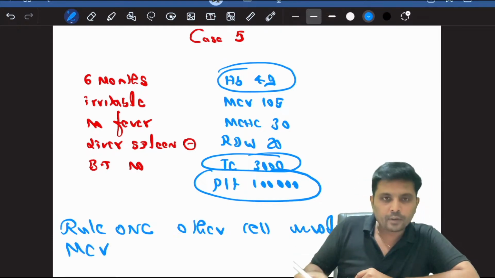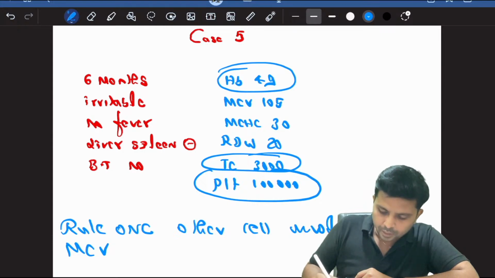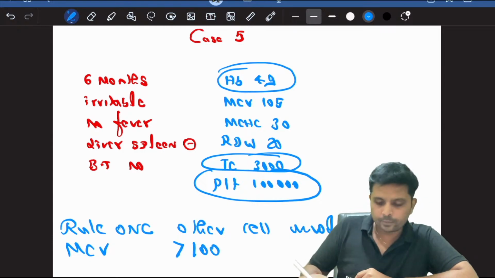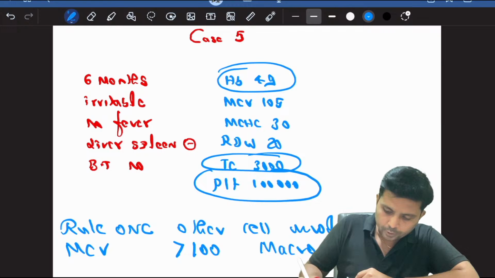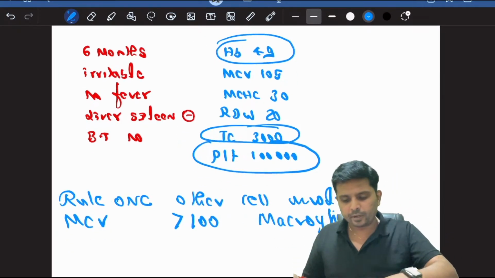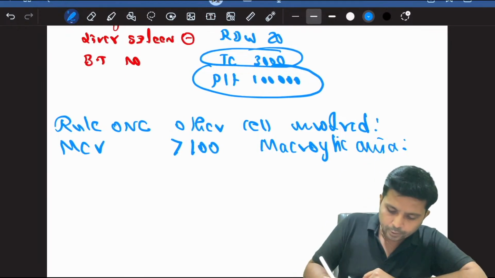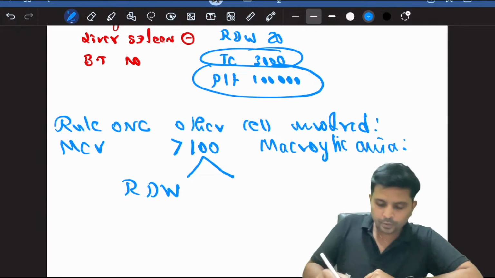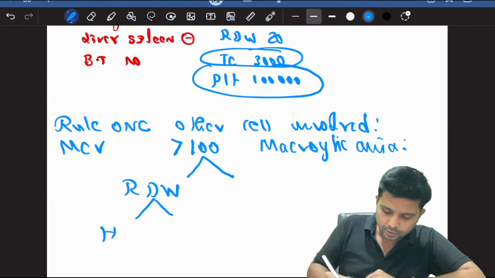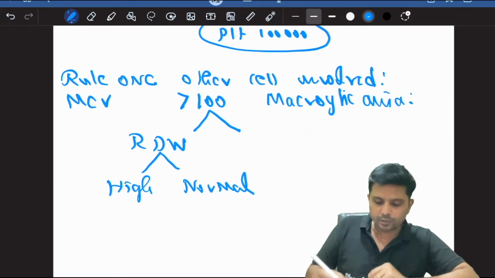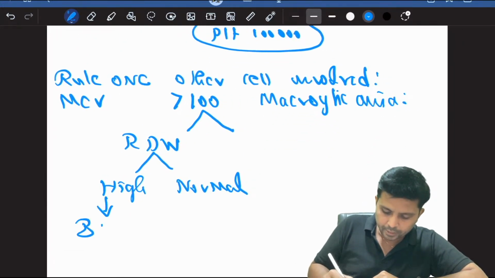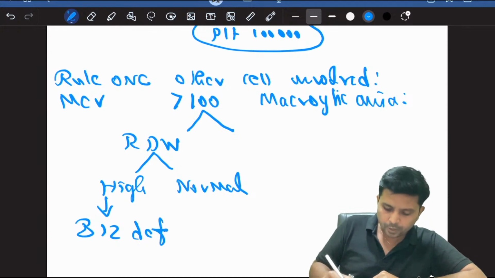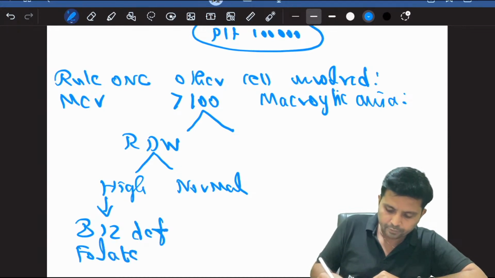What is rule 2? Look for MCV. What is the MCV? MCV here is more than 100, so it is a case of macrocytic anemia. Remember, whenever you have a macrocytic anemia, look again at the red cell distribution width. When your red cell distribution width is high, usually it is either B12 deficiency or it can be due to folate deficiency.